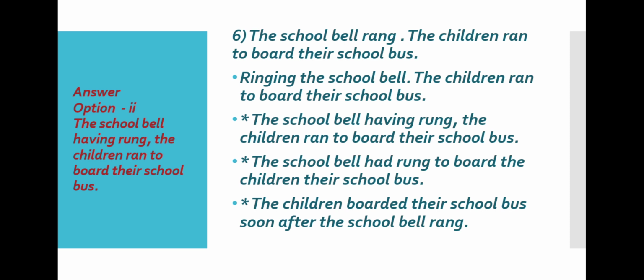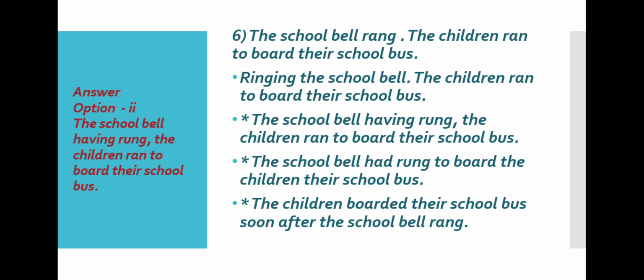My last sentence. The school bell rang, the children ran to board the school bus. Ringing the school bell, the children ran to board the school bus. It's also not a correct option. The school bell having rung, comma, the children ran to board their school bus. It's the correct option. And the third option: school bell had rung to board. Had rung is the wrong option, because you cannot make it perfect tense. And the last option is children boarded the school bus soon after the school bell rang. It's also not so good an option. The best option over here is the school bell having rung, comma, the children ran to board the school bus. The second option is the correct option.